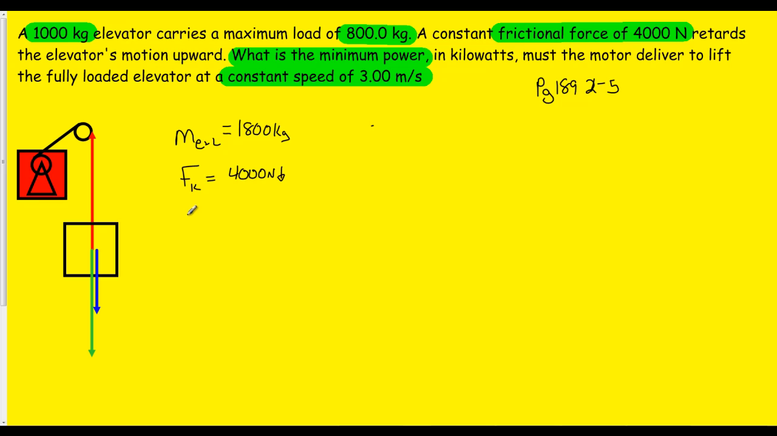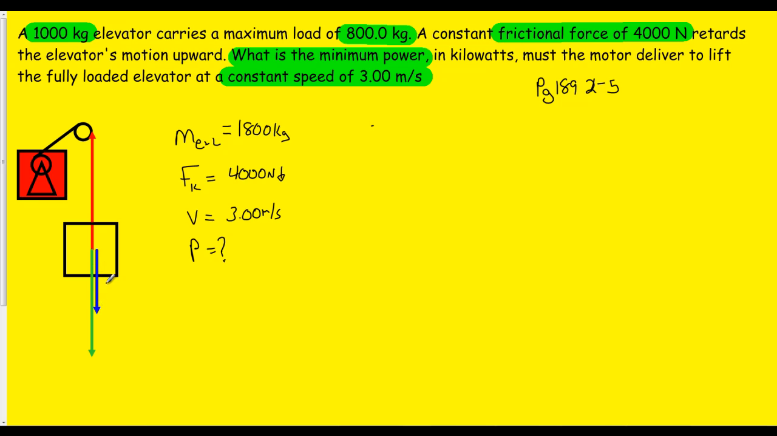Okay, and I know I want to lift with a velocity equal to 3.00 meters per second. And then I'm looking for power. Now, one thing about this problem is that we have to go back to the force chapter, and we have to look at the free body diagram, which I have drawn here.